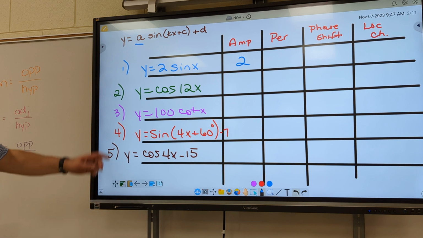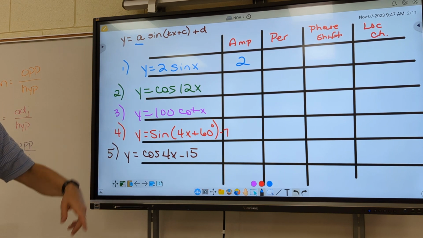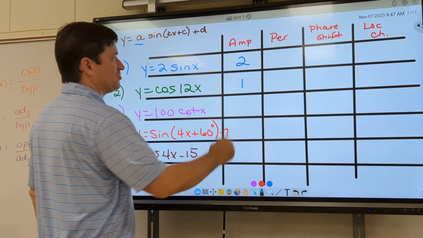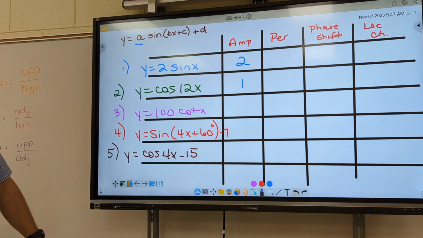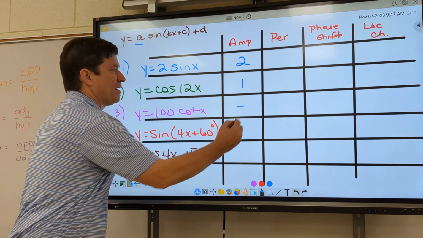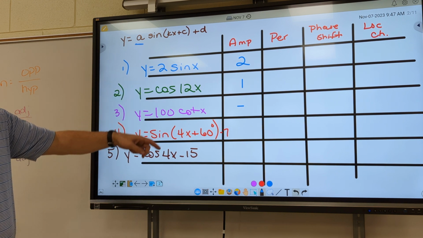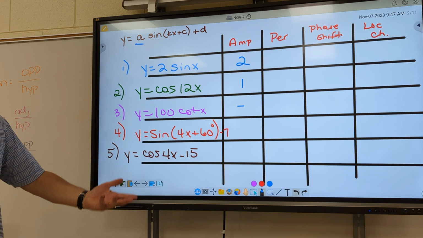All right, Samari, on number 2, what number's in front of cosine? Nothing. So that means it's understood 1. So amplitude's 1 on that one. All right, hold on. Number 3 doesn't have an amplitude. Why not? Because the only ones that have amplitude, remember, are sine and cosine. If it's anything else, just put a dash or write none. I don't care which way you do it.